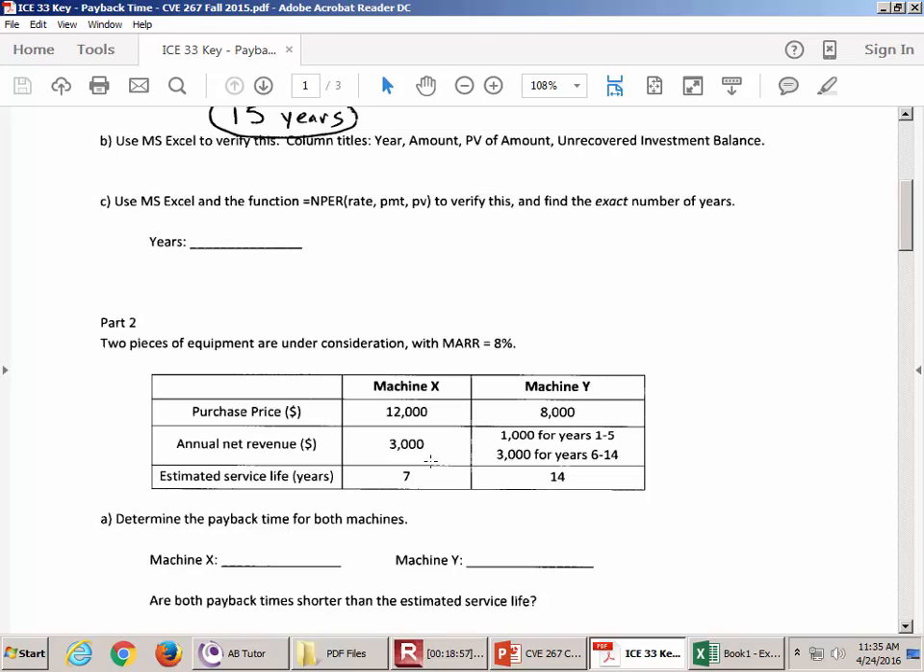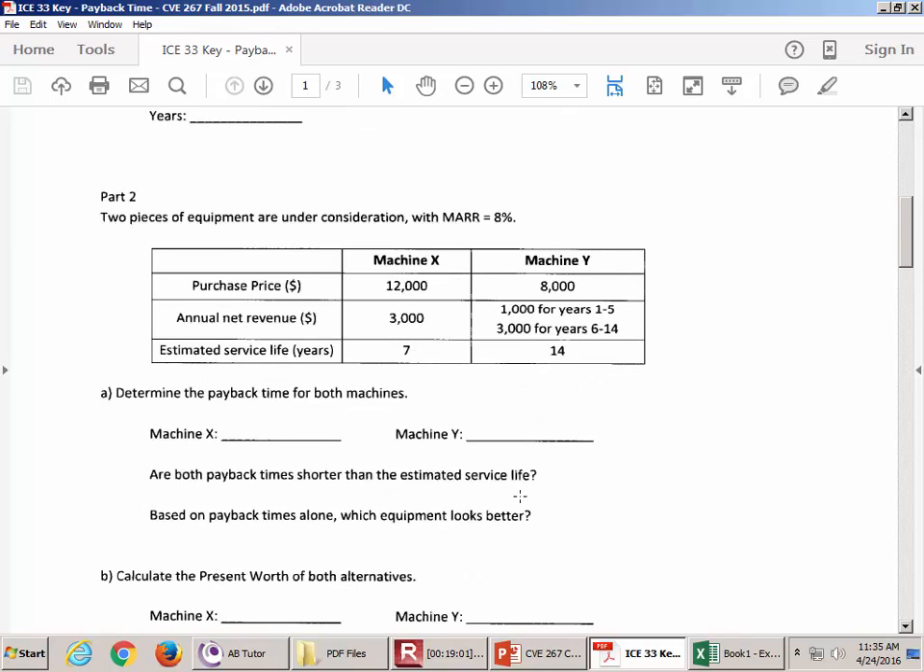So don't repeat machine X for part A. But then for part B, where you're doing the present worth analysis, then you should use the repeatability assumption for comparing the two alternatives, because to compare two alternatives using the present worth method, by definition, we have to repeat the cash flow diagram for option X, for machine X, whatever that is. But don't repeat it when you're calculating the payback time.